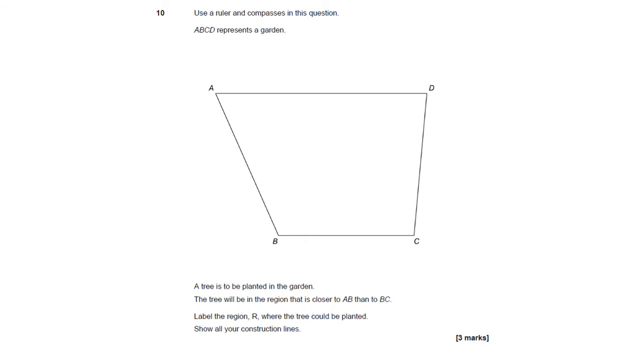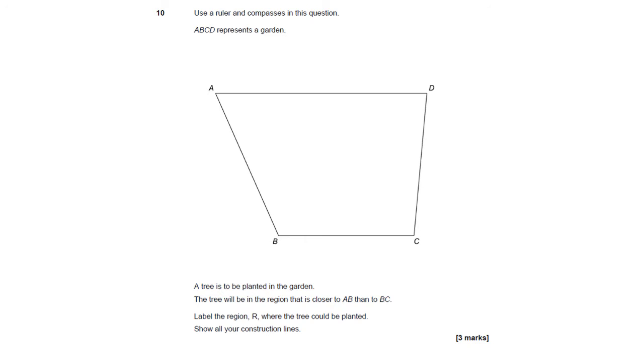Question 10. ABCD represents a garden. A tree is to be planted in the garden. The tree will be in the region that is closer to AB than to BC. We need to label the region R, where the tree could be planted, and show all our construction lines. So we're looking for a point that is closer to one line than it is to another, and those two lines are joining in an angle at B.